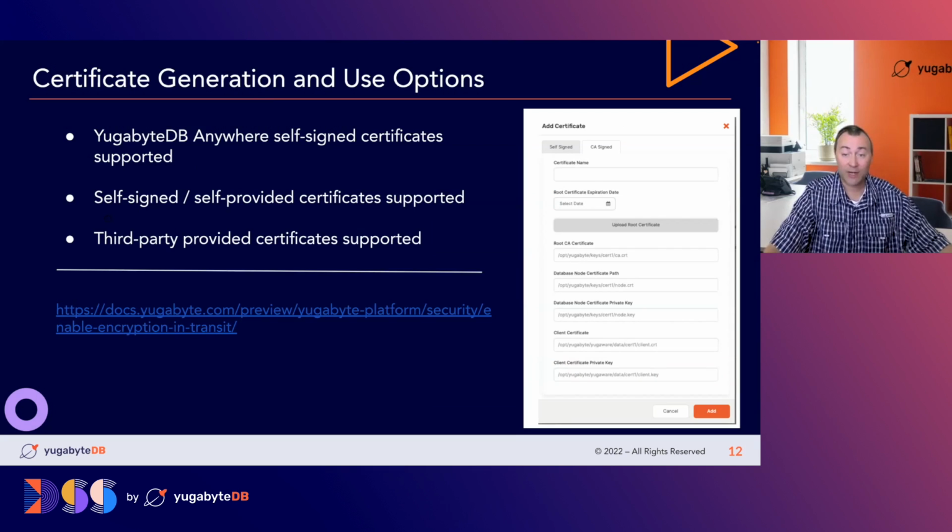YugabyteDB Anywhere can create self-signed certificates on your behalf, or you can provide your own self-signed certificates for use with YugabyteDB Anywhere. Additionally, you can use third-party certificates provided by other public certificate authorities in order to facilitate encryption in transit. As I stated before, YugabyteDB Anywhere supports both server-to-server and client-to-server encryption in transit.